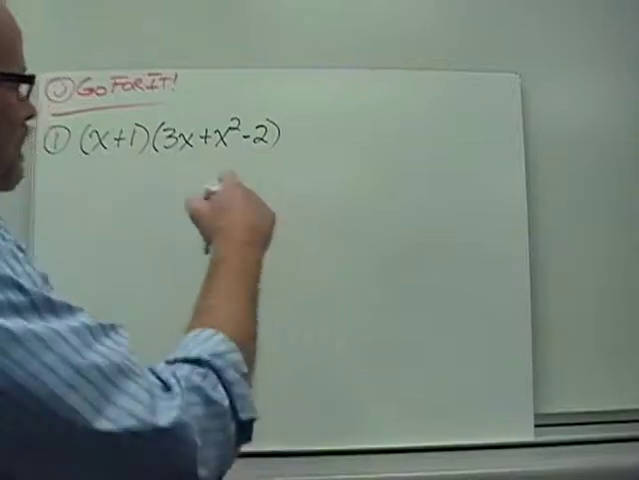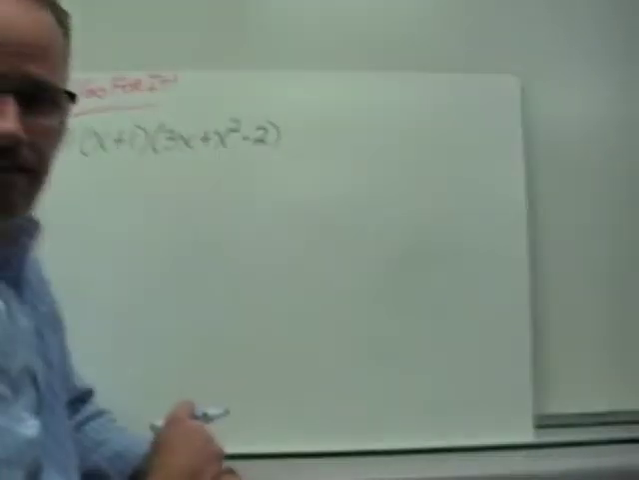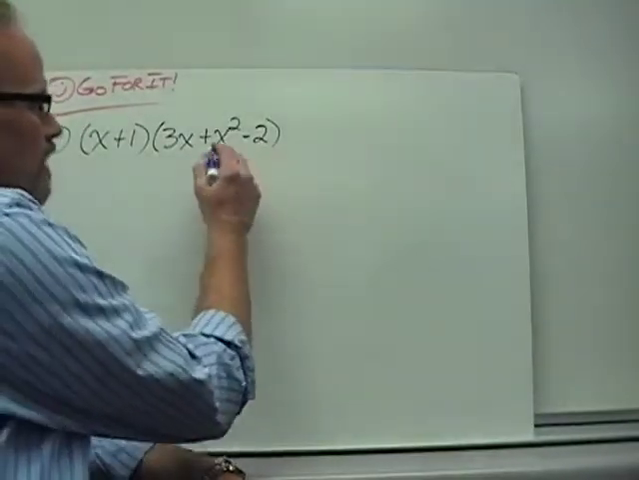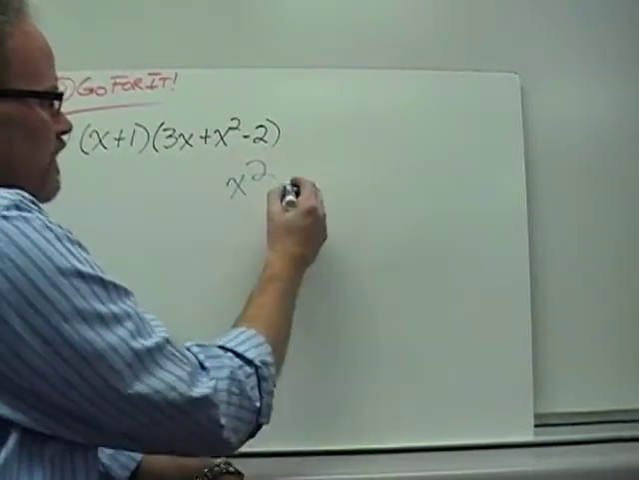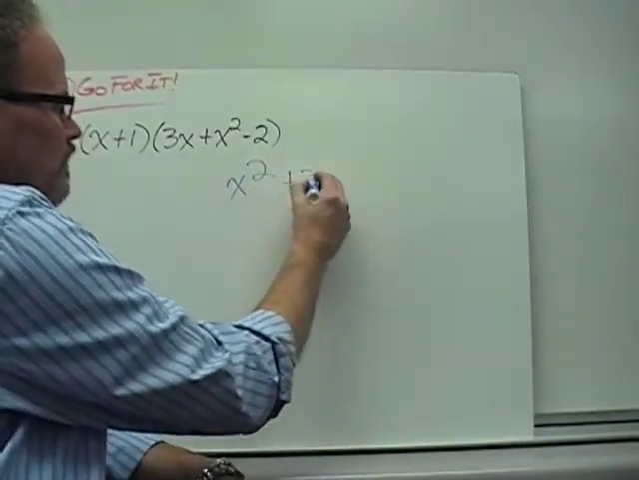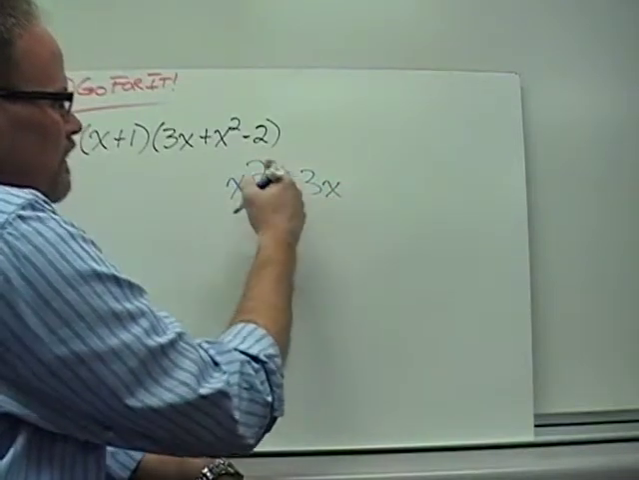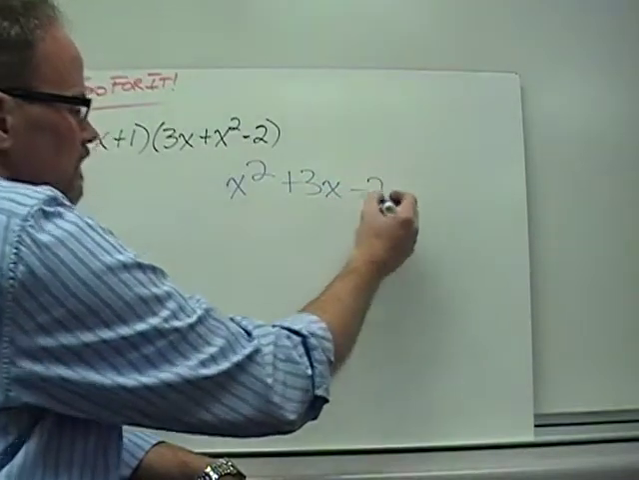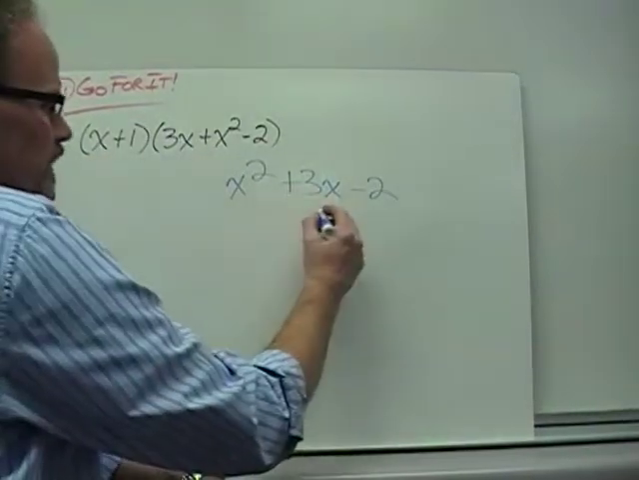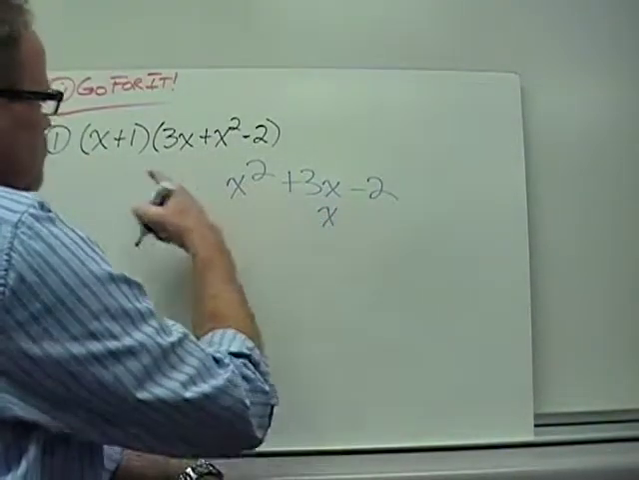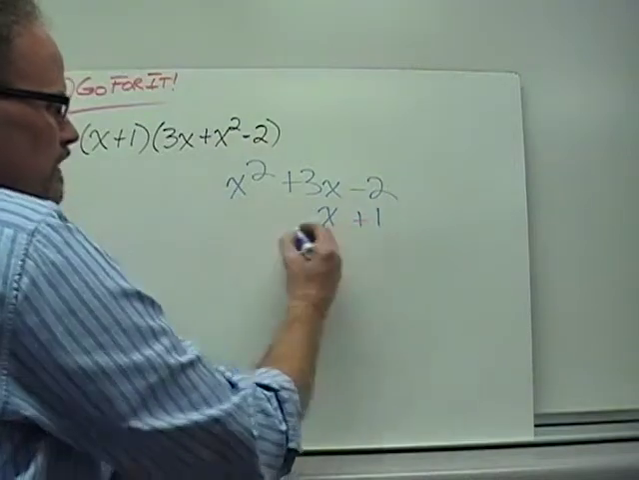So here we go. I've got to rewrite that in standard form, so I should have written it out. That's the highest degree. The next highest was the 3x positive, and then of course the constant. Now we're going to take the x plus 1 and line them up here. So this is a positive x, and this is a positive 1.